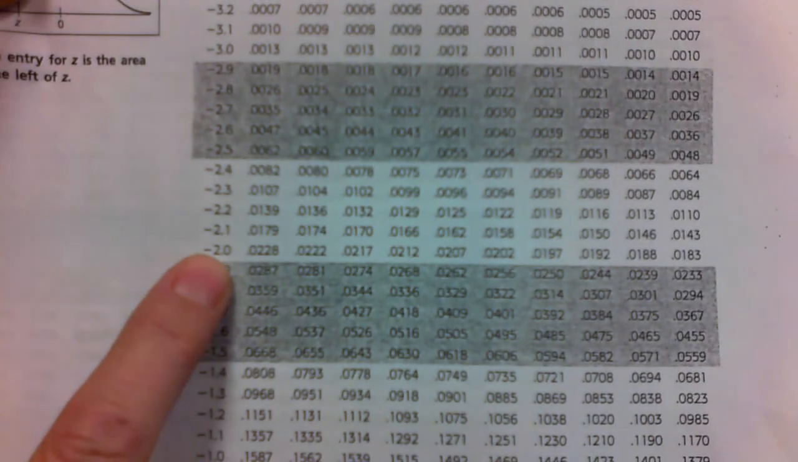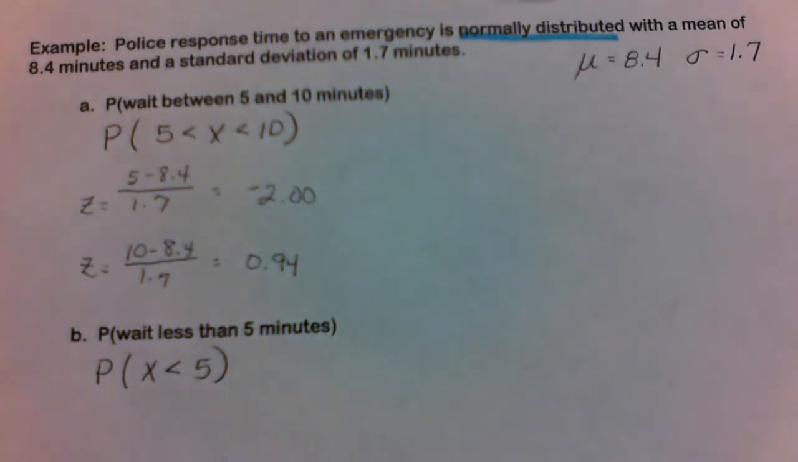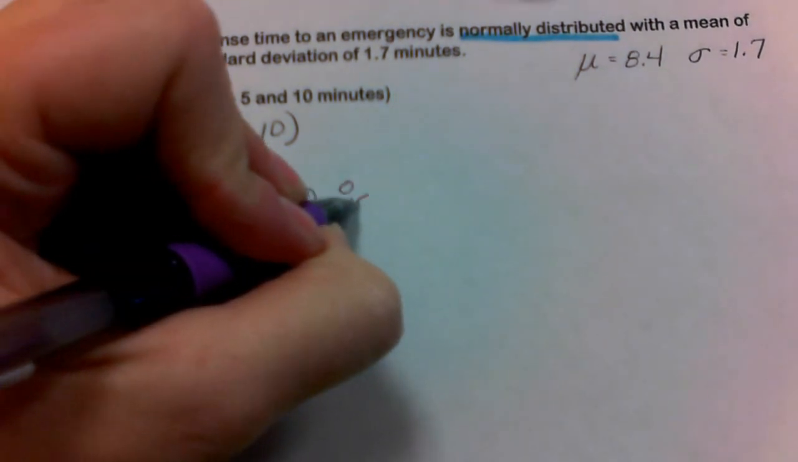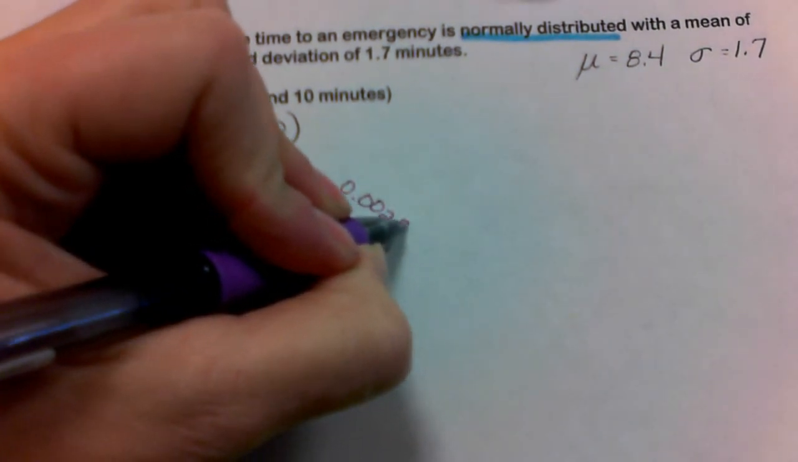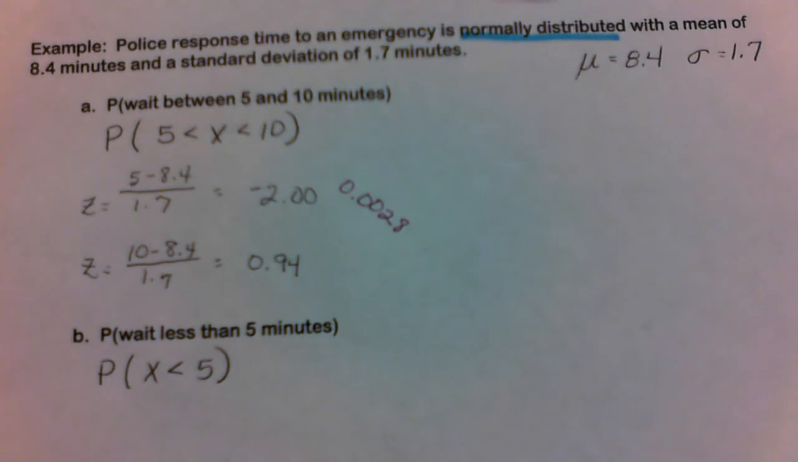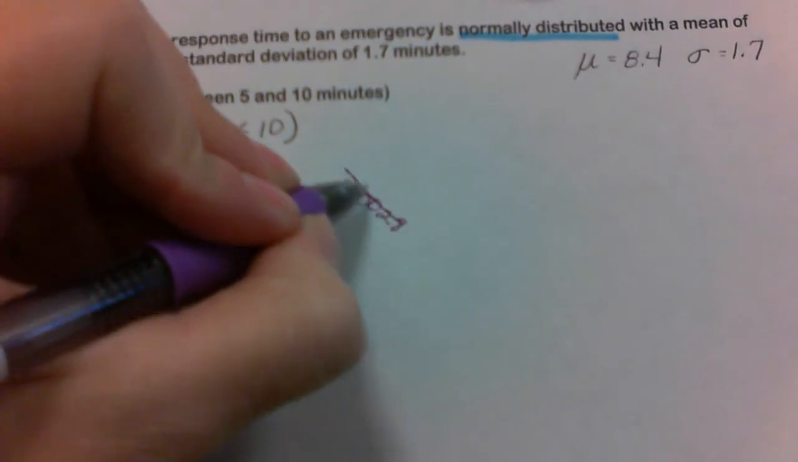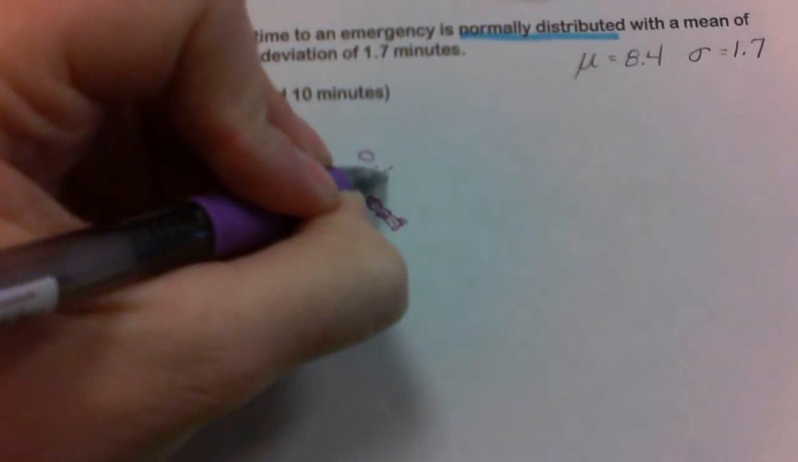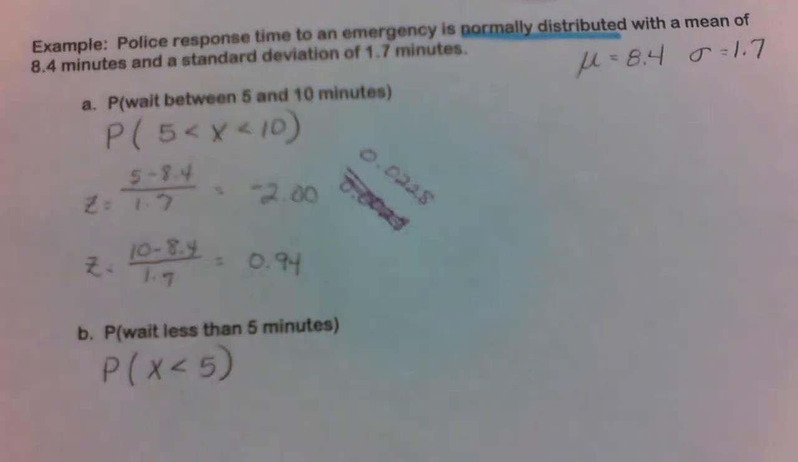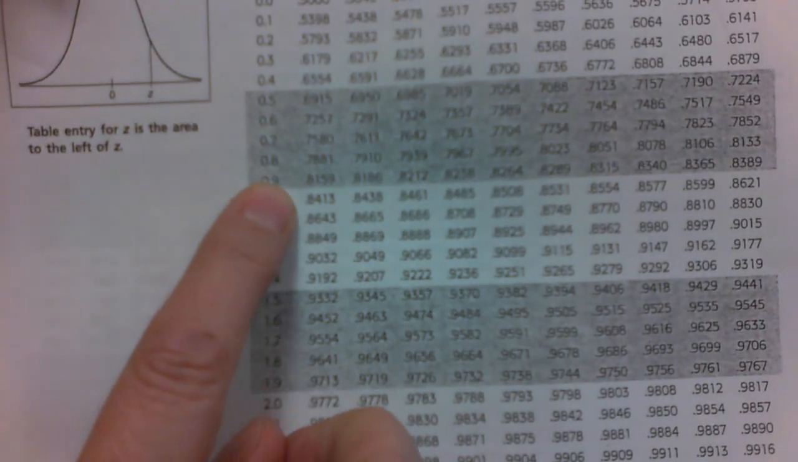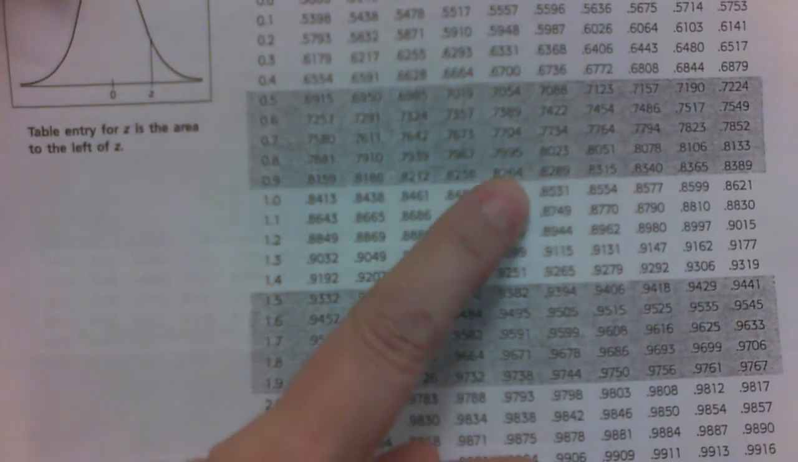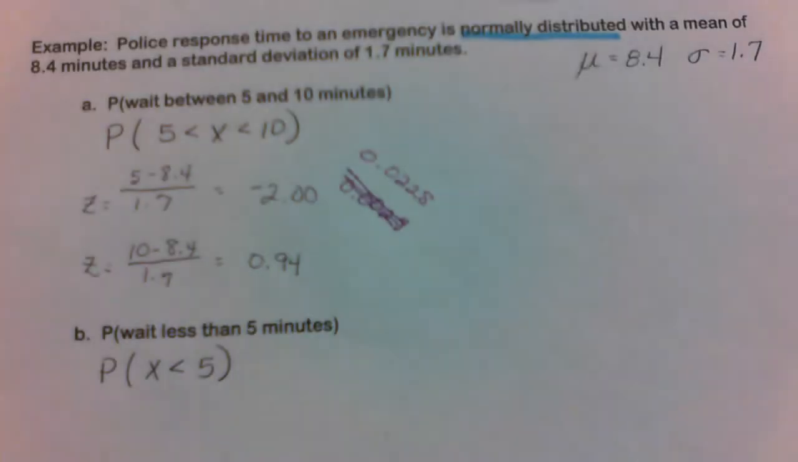So I'm going to go to my table. -2.00 is 0.0228. Was that right? 0.0228, sorry. There we go. And then go to 0.94, which is 0.8264.